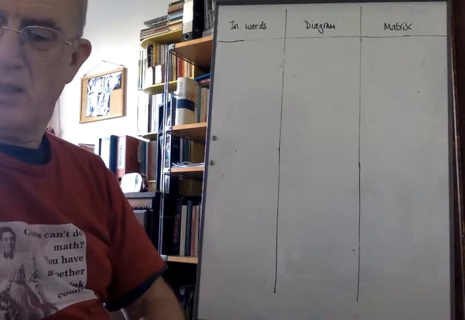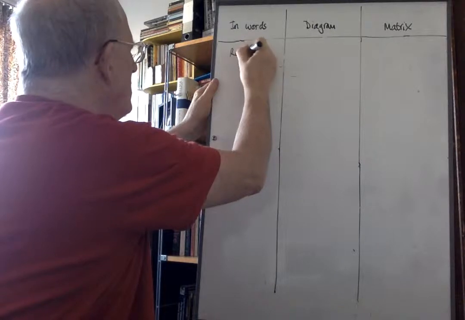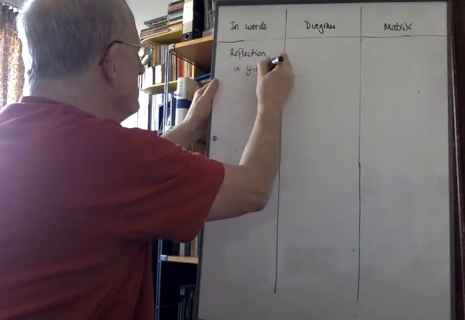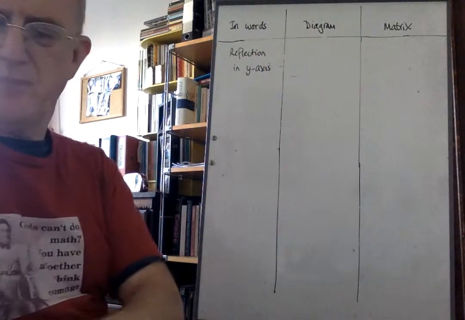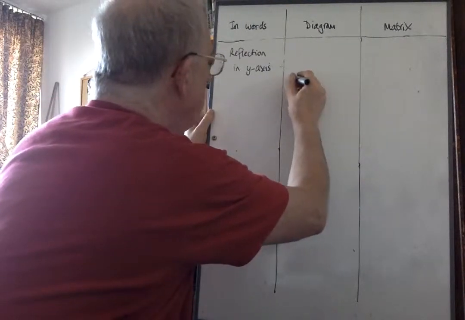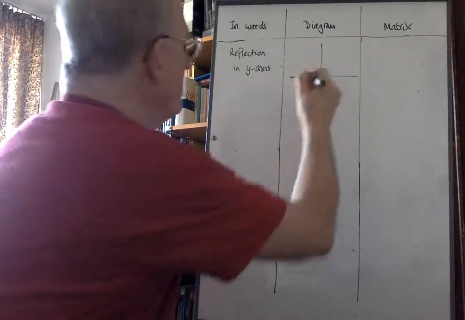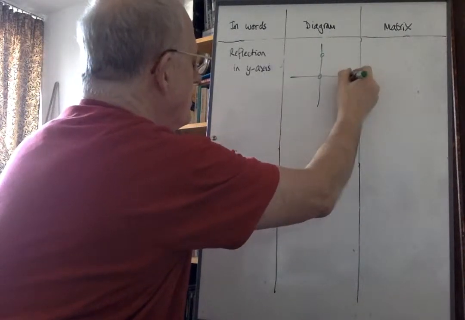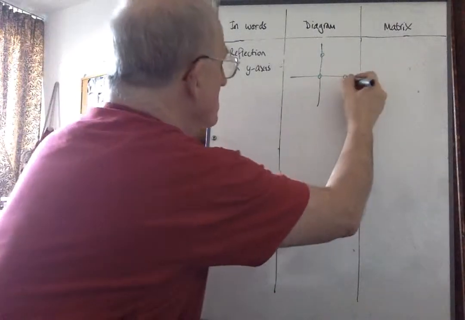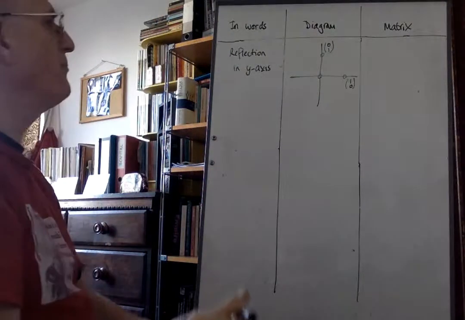Okay, so next one we'll try is reflection in the y-axis. So we do our diagram. We mark in our 3 points and their coordinates. That's 0, 1, the 1, 0, and that's 0, 1.